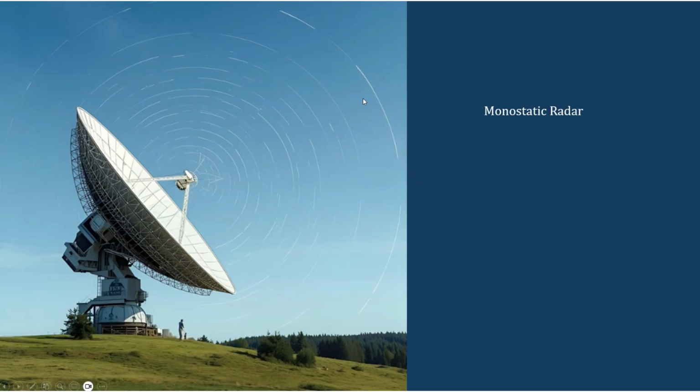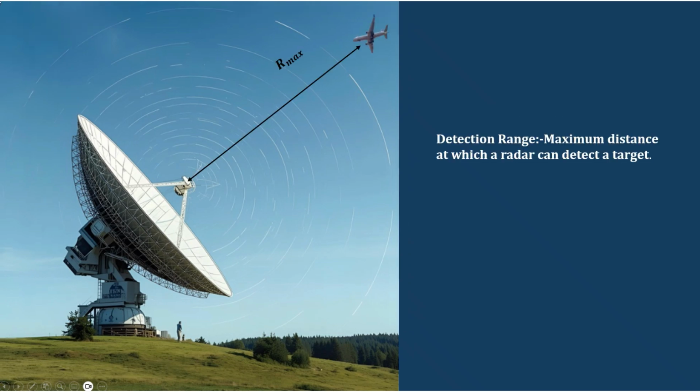So let's start with the radar. Let's say it's a monostatic radar, that is, the transmitting and receiving antennas are in the same place, and this radar is transmitting electromagnetic waves from this antenna. When it detects a target, the wave will hit the target and the reflected wave will come back to the antenna. The maximum range at which a radar can detect the target is known as the maximum detection range, or R maximum.